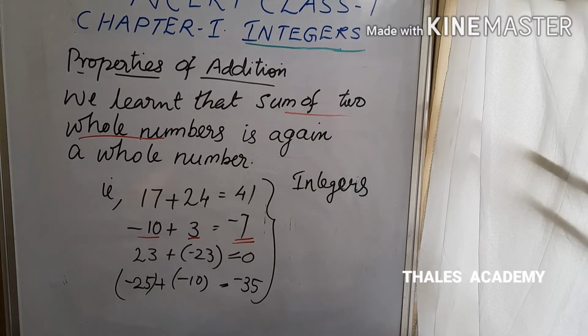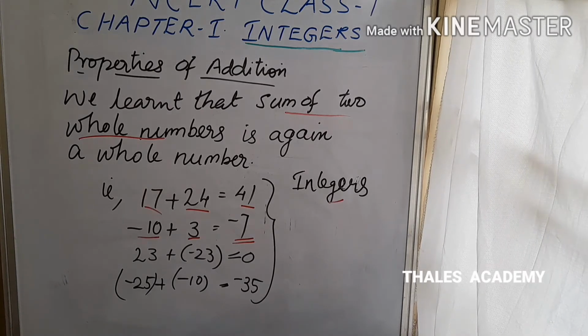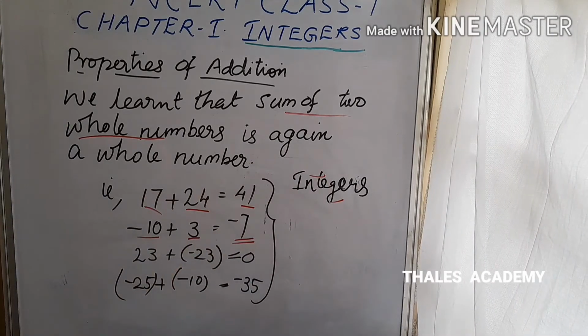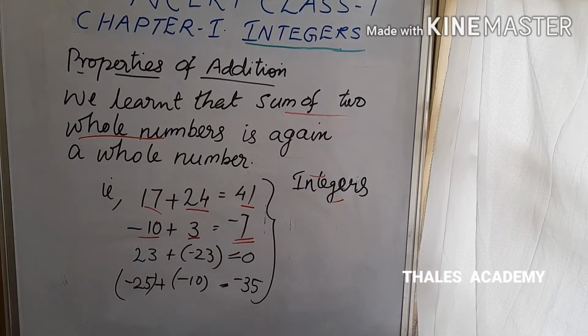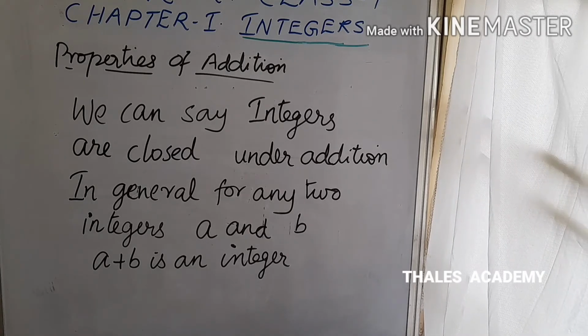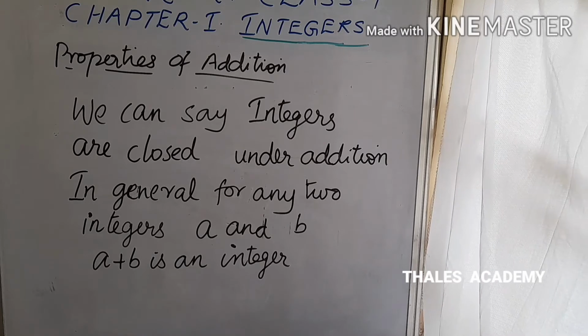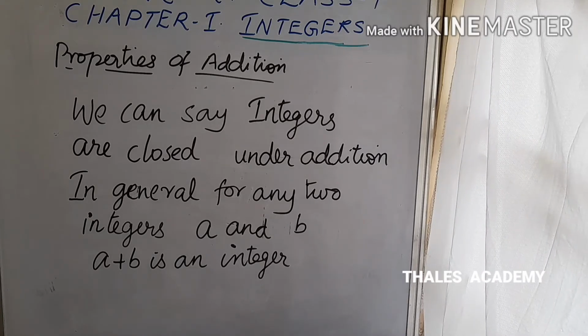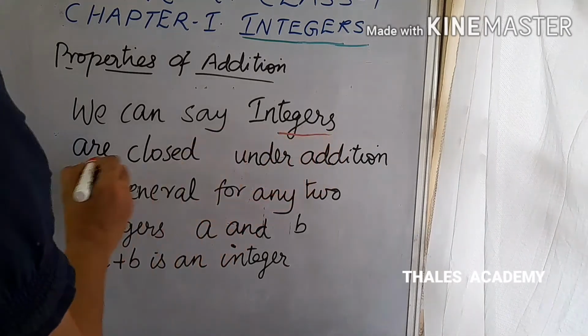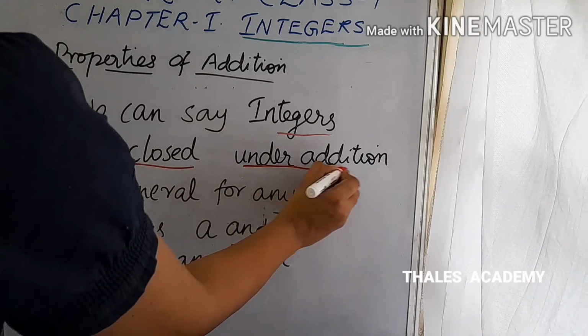Since the addition of integers gives integers, that is, if we add two integers, we get an answer which is also an integer, we can say that integers are closed under addition.